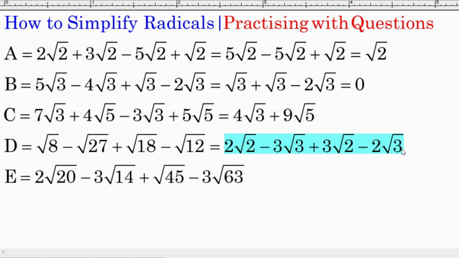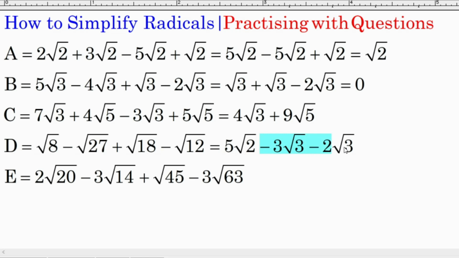Alright, so now as we can see, this one can be added with this one, and this one can be subtracted by this one. So let's move this one closer to this one, so we can move it here. Now we can add these together. 2 plus 3 is equal to 5, so that will be 5 square root of 2.